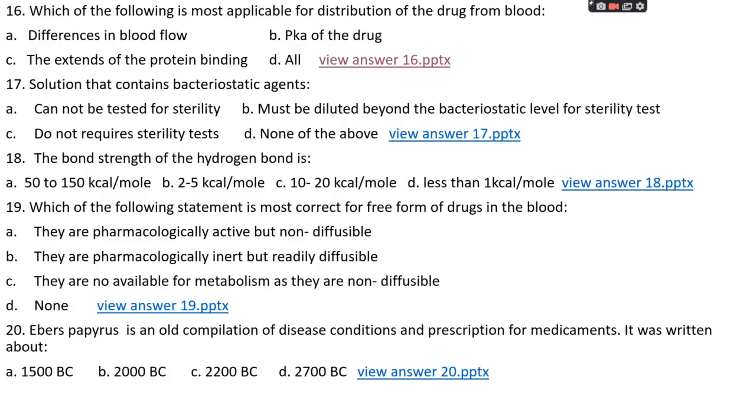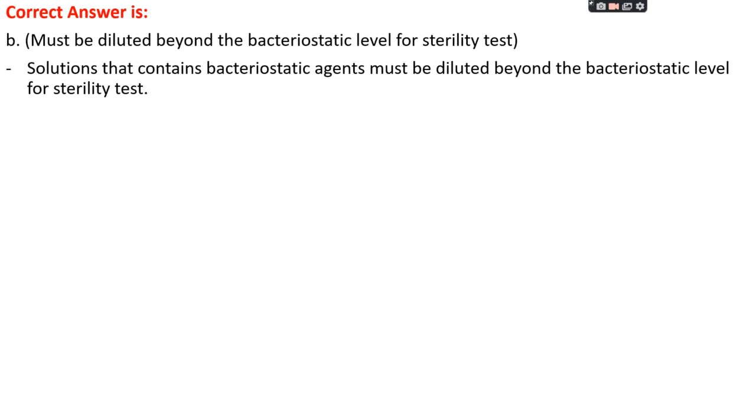Question number 17. A solution that contains bacteriostatic agents: Option A, cannot be tested for sterility. Option B, must be diluted beyond the bacteriostatic levels for sterility test. Option C, does not require sterility test. Option D, none of the above. The right answer is option B, that is, must be diluted beyond the bacteriostatic level for sterility test. A solution that contains bacteriostatic agents must be diluted beyond the bacteriostatic levels for sterility test.